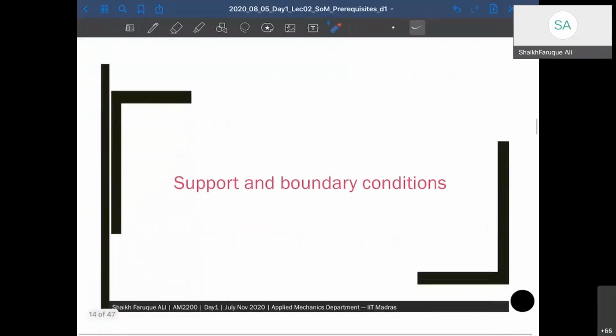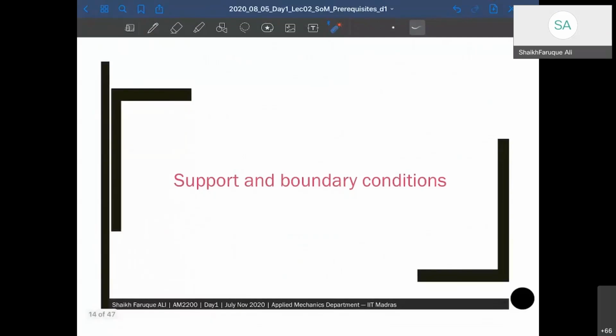Okay, in the last class itself, I told you there are a few things that are very important in strength of materials and probably in solid mechanics, as long as you are in solid mechanics. One of these is support and boundary conditions. So when you try to solve a problem or you want to design a structure, you need to solve a set of equations.